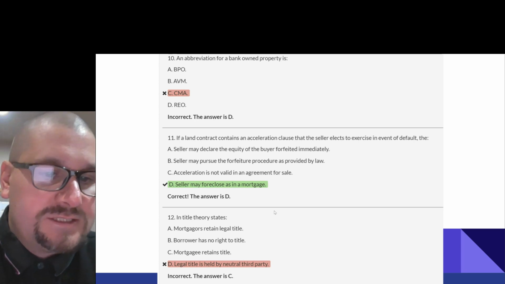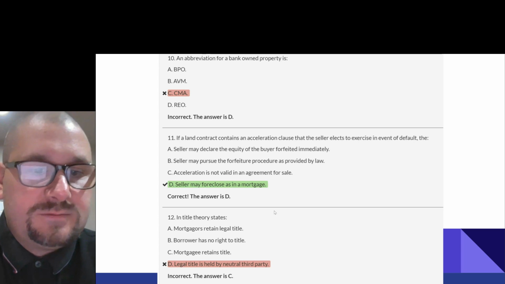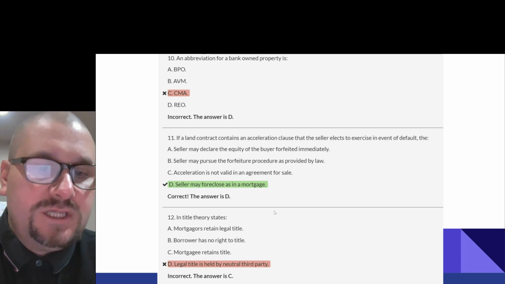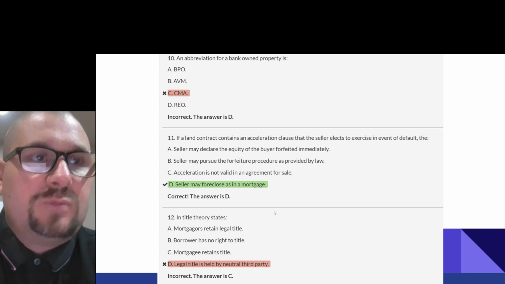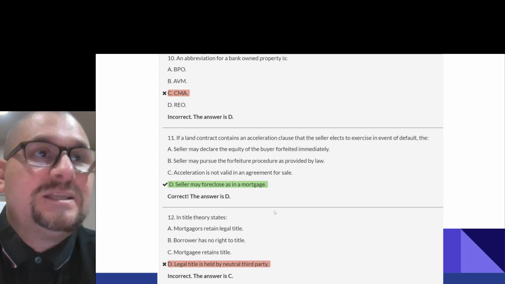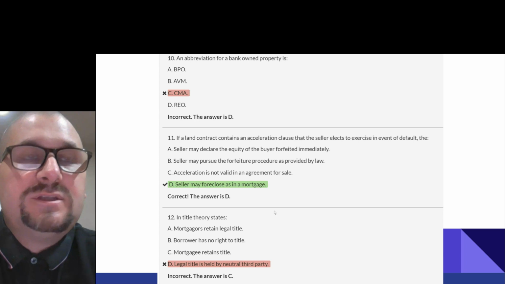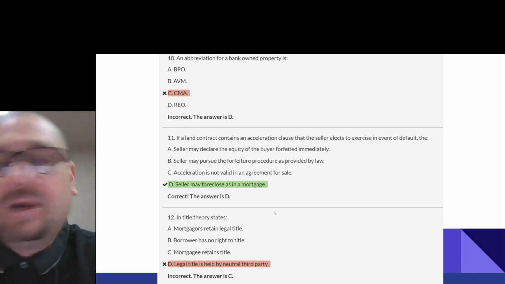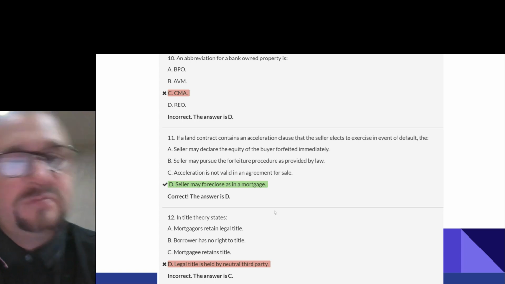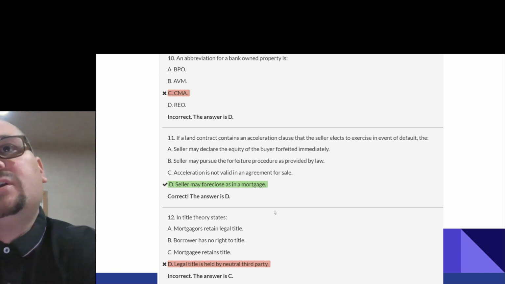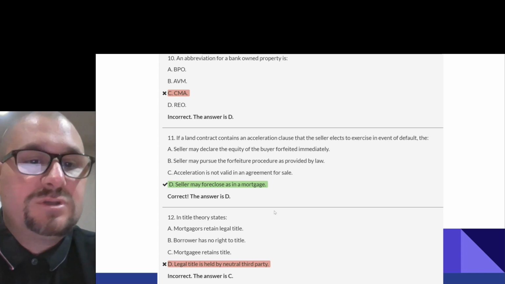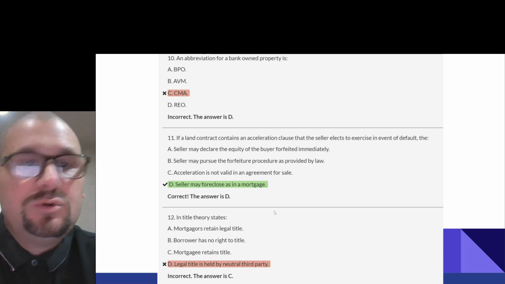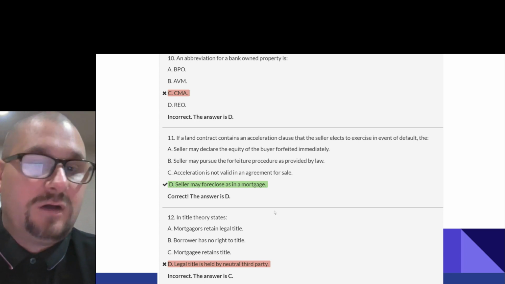In title theory states, what happens? The mortgagee retains the title. So you buy a house, you're not the mortgagor, you're the mortgagee, and that's in a title theory state. In a title theory state, the mortgagee, the buyer, the purchaser, retains the title. In Arizona, that is not the case. In Arizona, you don't hold the title. Who holds the title? The bank.